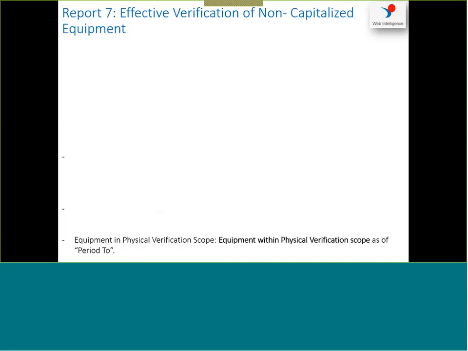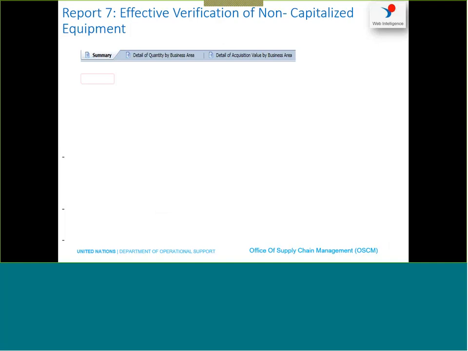since I couldn't make reference to the job aid, and what this report will look like. So again, we have 3 tabs. We start with the first one, which is the summary.